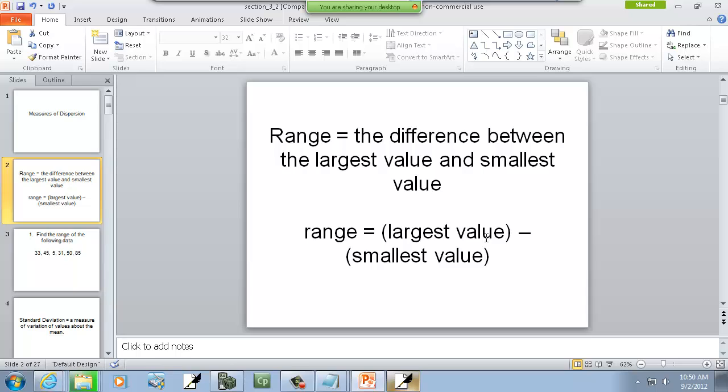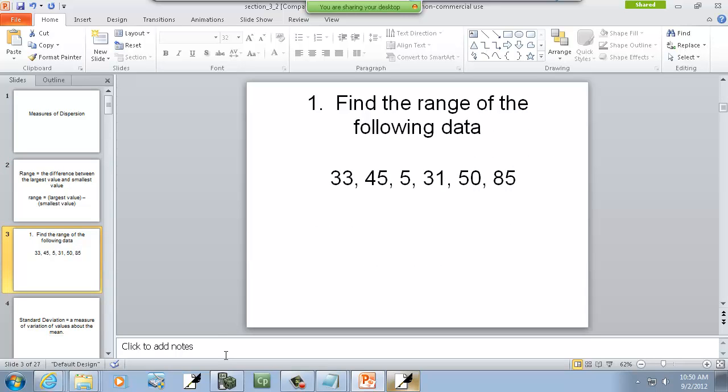This is the difference between the largest value and the smallest value. Range is equal to largest value minus your smallest value. So, very simple formula. Let's take a look at an example of that.